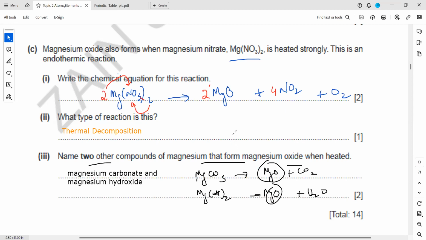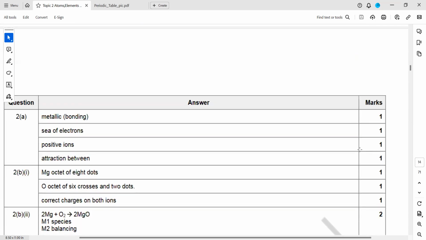So metal nitrates, metal hydroxides, and carbonates decompose. The table I have already shared with you, go through that.